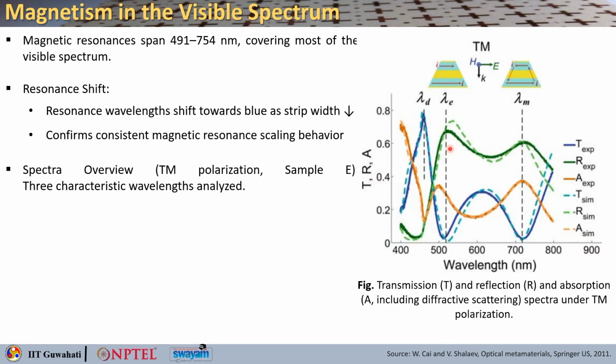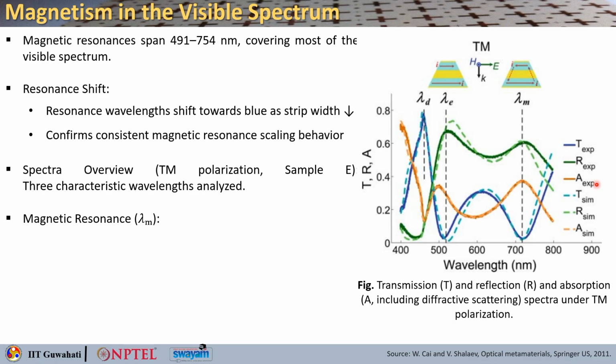The spectra for TM polarization. If you look more carefully, the spectra for the TM polarization is shown here. It has 3 distinctive characteristic features. You can see there is the magnetic resonance, lambda m. These 3 colors tell you about the blue is the transmission, the green is the absorption, and the red is the reflectance. The dashed ones are simulation, the solid ones are experiment.